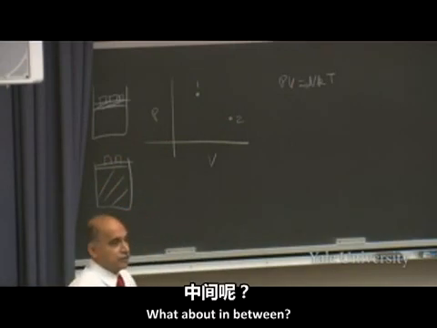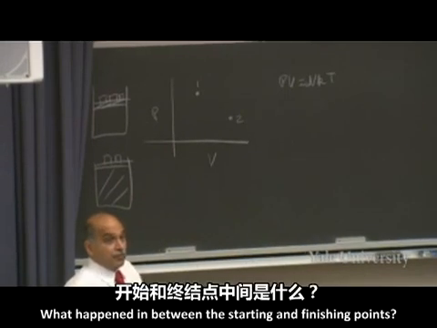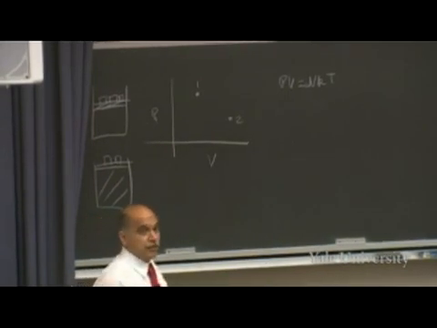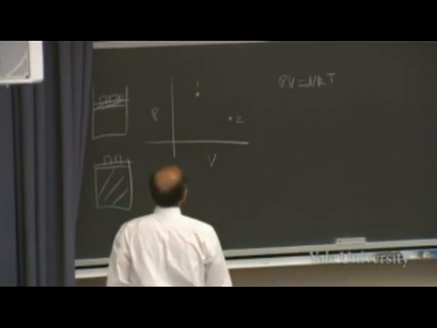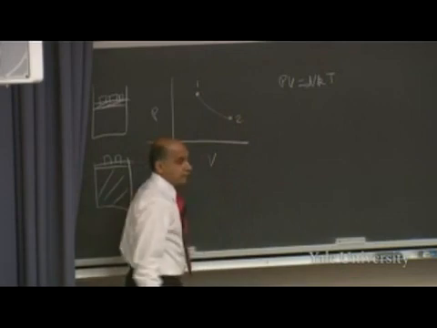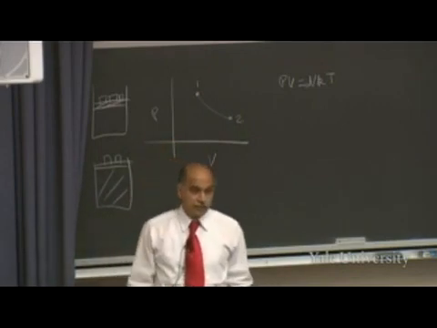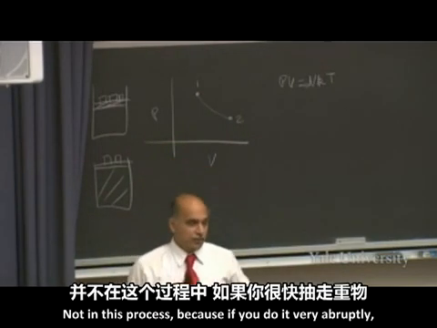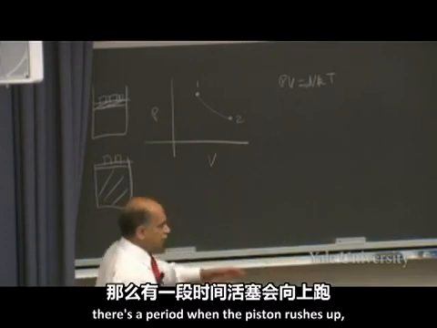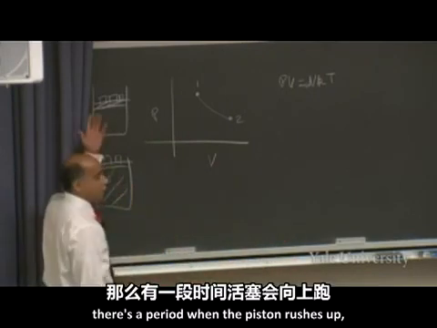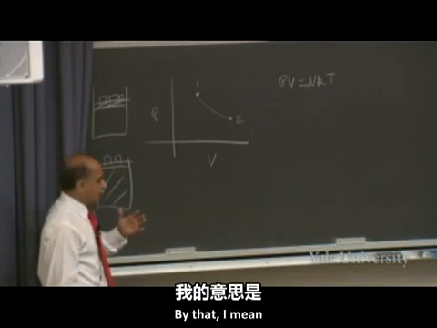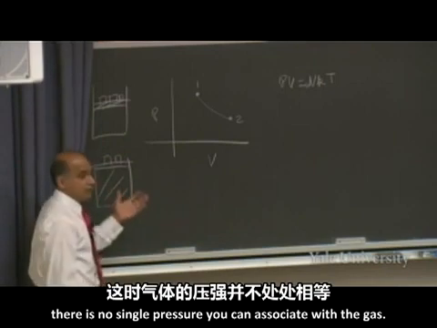What about in between? What happened in between the starting and finishing points? You might say, look, if it was here in the beginning, it was there later, it must have followed some path. Not really. Not in this process, because if you do it very abruptly, by suddenly throwing out 1/3 of the weights, that's a period when the piston rushes up, when the gas is not in equilibrium. By that I mean there is no single pressure you can associate with the gas.